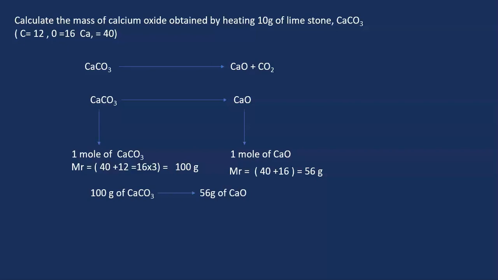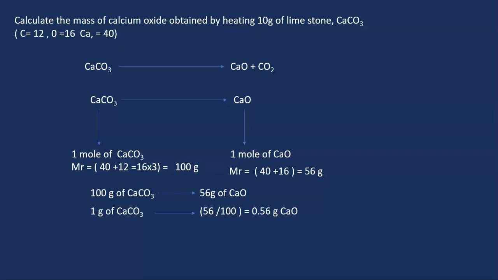Based on the calculations, we know that 100 grams of calcium carbonate give 56 grams of calcium oxide. We can use simple proportions to work out the amount of calcium oxide produced when 10 grams of limestone is heated. First, start by working out how much only 1 gram of calcium carbonate would give you. To get this value, divide 56 by 100, and this gives us 0.56 grams of calcium oxide.